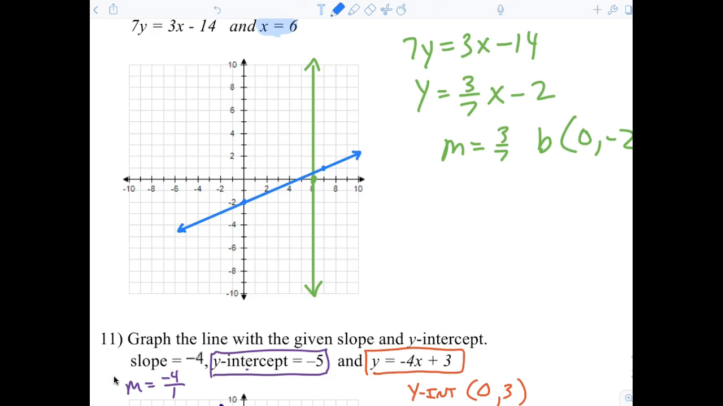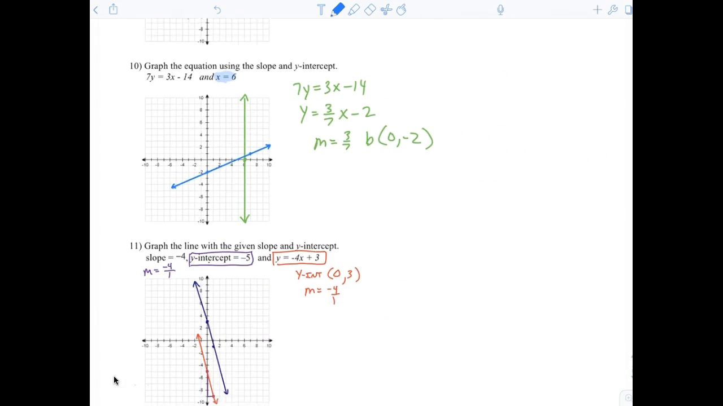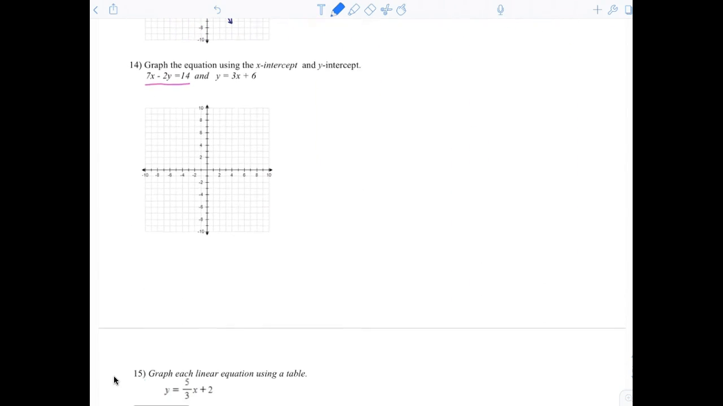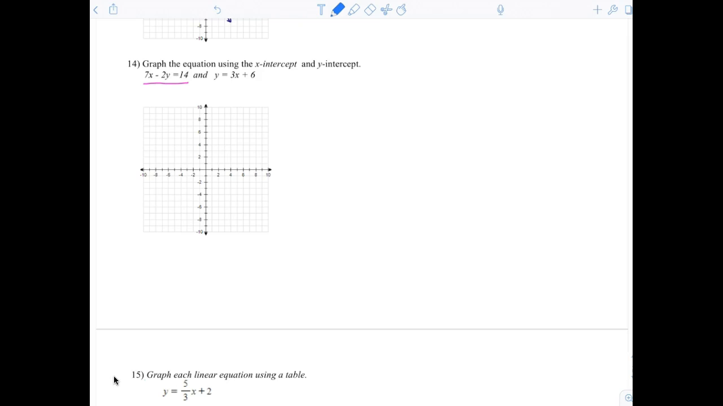Yes. All right. Now, because we did such a great job on that, I want to talk to you about number 14. So everybody drop down to 14. It says graph the equation using the x and y-intercept, which is something we did when? Last week. Sorry, because this week we used the slope and y-intercept. Last week we did both x-intercept and y-intercept.